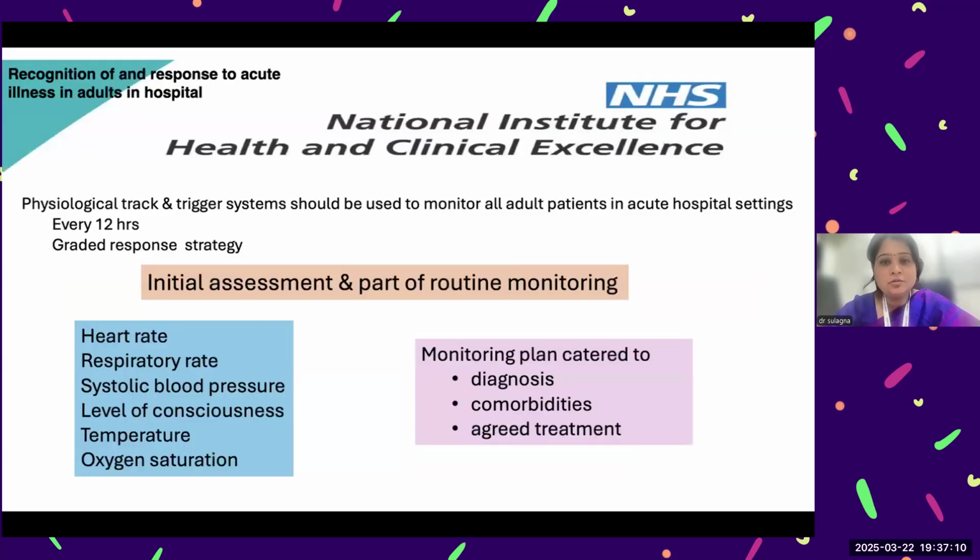Now, the National Institute for Health and Clinical Excellence in 2007 came up with guidelines for response to acute illness in adults admitted to hospitals. They advise that initial assessment and routine monitoring must include heart rate, respiratory rate, systolic blood pressure, level of consciousness, temperature, and oxygen saturation. Also, the monitoring plan should be catered to the diagnosis of the patient, the presence of comorbidities, and the agreed treatments, the treatment plan that has been decided after medical review.